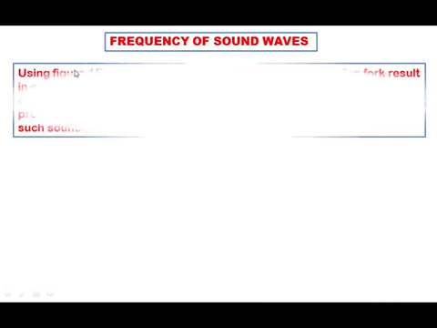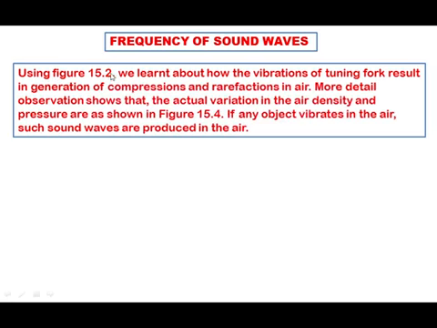Frequency of sound wave. Using figure 15.2, we learned about how the vibration of a tuning fork results in the generation of compression and rarefaction in air. More detailed observations show the actual variation in the air density and pressure, as shown in figure 15.4. If any object vibrates in the air, such sound waves are produced in the air.